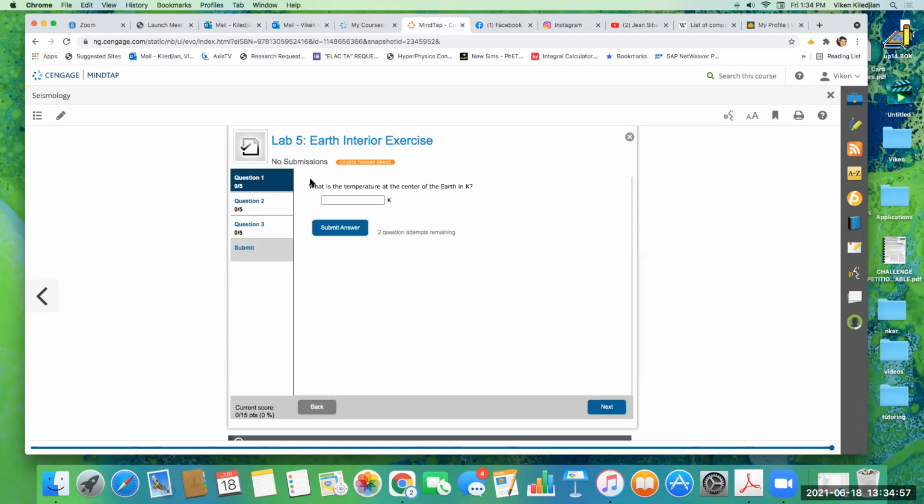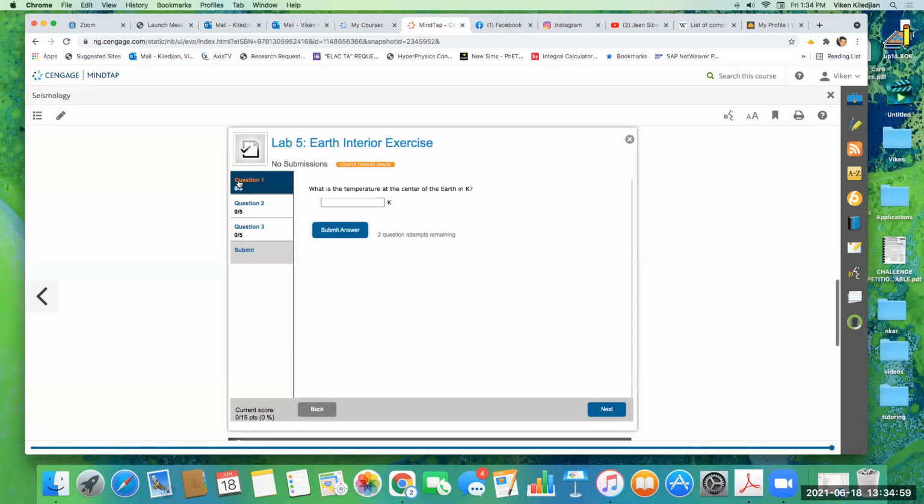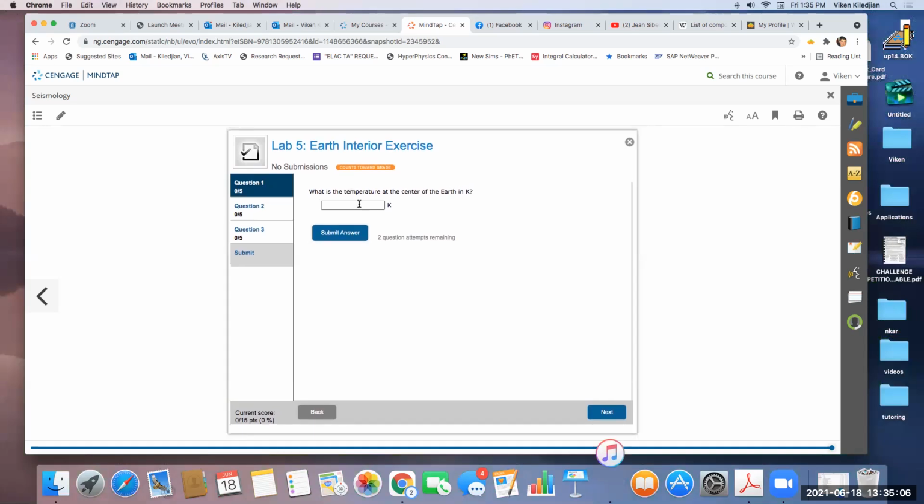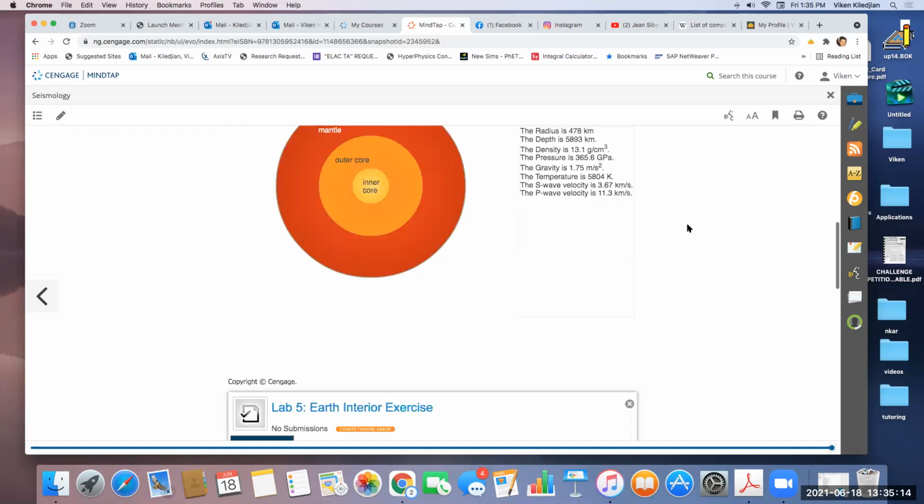Okay, so this one, since there's only 3 questions, take a picture of each one. Take a picture of each of the questions and what answer you got. What is the temperature at the center of the Earth? Okay, so what would that be?